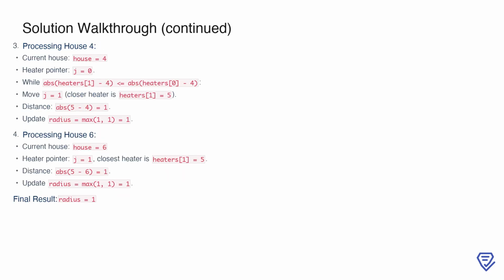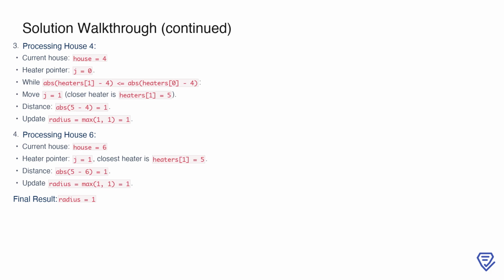For the second house at position 4, the heater pointer initially points to heaters[0] equals 2. However, since the heater at heaters[1] equals 5 is closer to house 4, we move the pointer j to 1. The distance to this closer heater is abs(5 - 4) equals 1. We update radius to be the maximum of its current value, 1, and this distance, so radius remains 1.